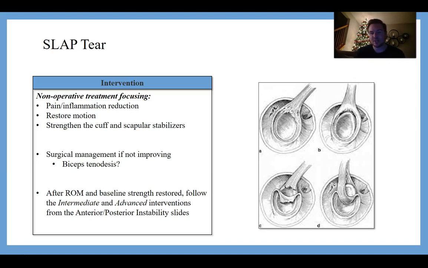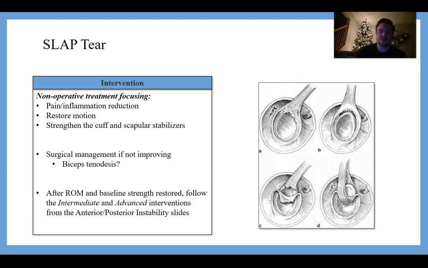But on the right side, you have your 4 big types of SLAP tears, and the ones on the right, B and D, those would be SLAP type 2 and SLAP type 4, are the ones where you have an unstable biceps anchor, and those are the ones that might need surgical repair.